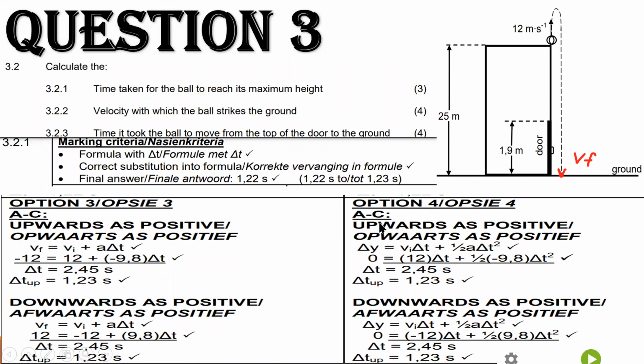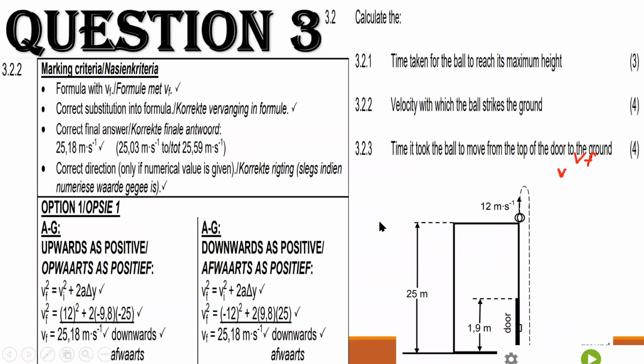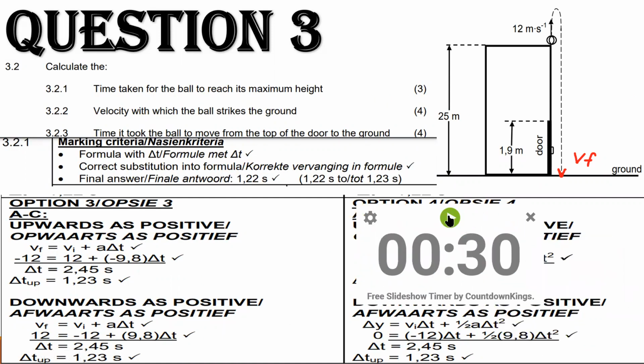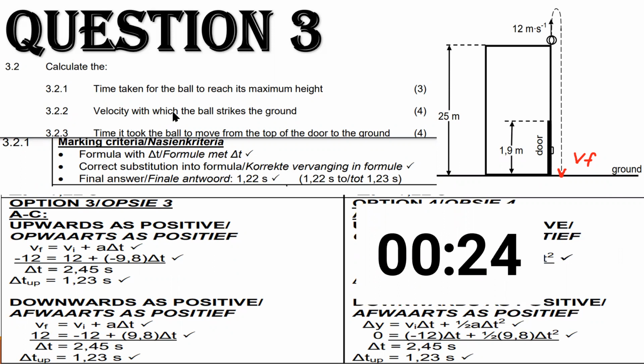Other options you can see for 3, 2, 1. 3, 2, 2 is coming now after 30. Not now, let's give it 30 seconds. Okay. Now you are trying to find the velocity with which the ball strikes the ground. Initial is 12, final is here. You can use this one, you know delta y. So you are going to use another formula.